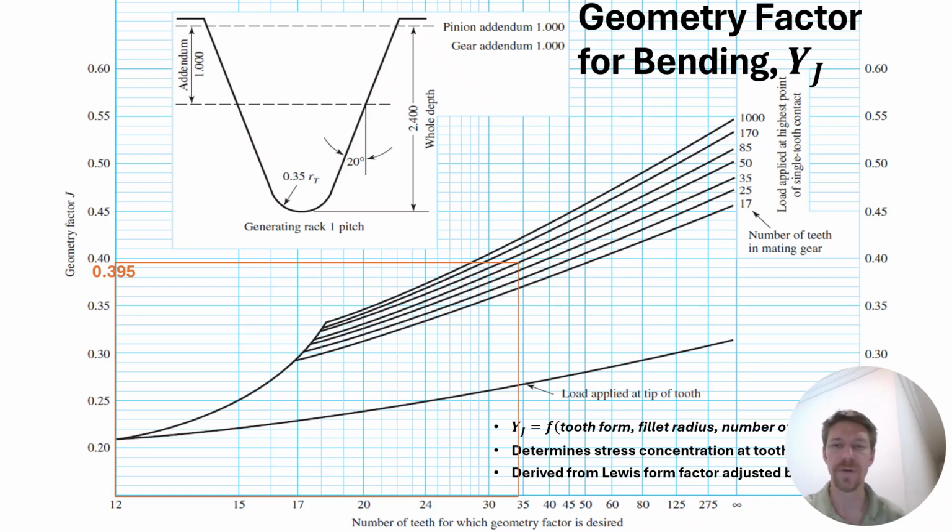And we have the modified Lewis factor, which also incorporates stress concentration, and that's Y sub J, also known as J in other equations. So we have 34 teeth on our pinion and 50 teeth on our mating gear. So you see here, went from 34 up to 50, then went over to the left, the y-axis, and that's about 0.395 for our geometry factor.